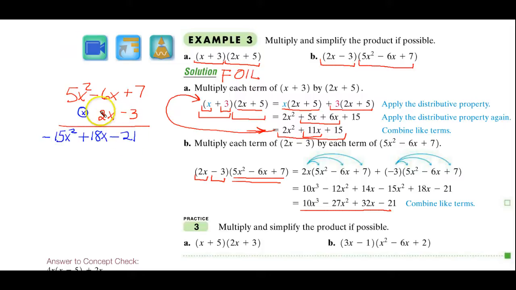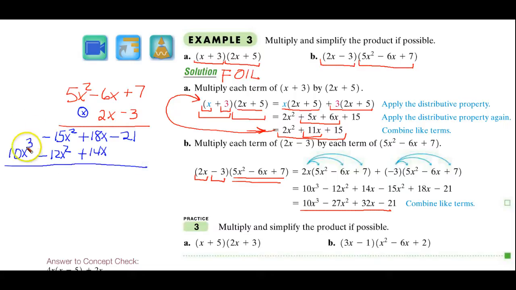Now you take your next term, 2x times this, and you put it in the like term column. 14x. 2x times this, and you get a negative 12x squared. And then 2x times this gives you a 10x cubed.